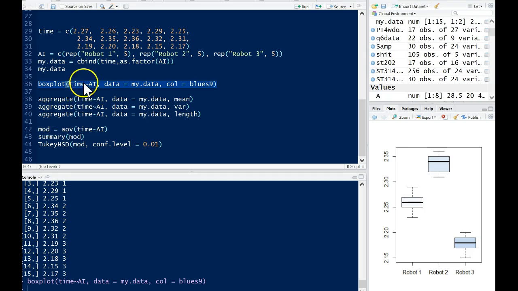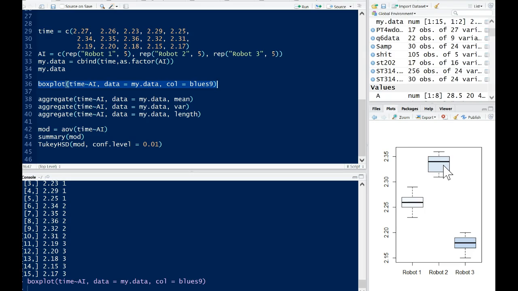So the box plot is time versus artificial intelligence, and we can see that robot 1 is here, robot 2 is here, and robot 3 is here. So just from looking at the side-by-side box plot, we should see that there should be a significant result from our overall F test. Essentially, it looks like all these centers are very different from each other. Robot 3 seems to be the fastest, robot 1 is the second fastest, and robot 2 seems to be the slowest of the group. So these are very separated from each other.